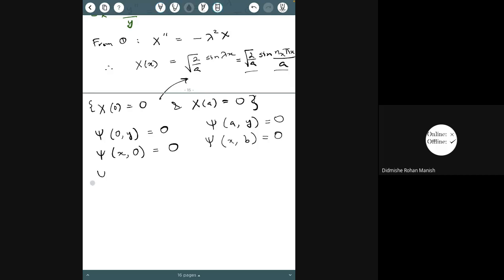But when we apply this product form now, from here, this says that X of 0 into Y is equal to 0. Okay.